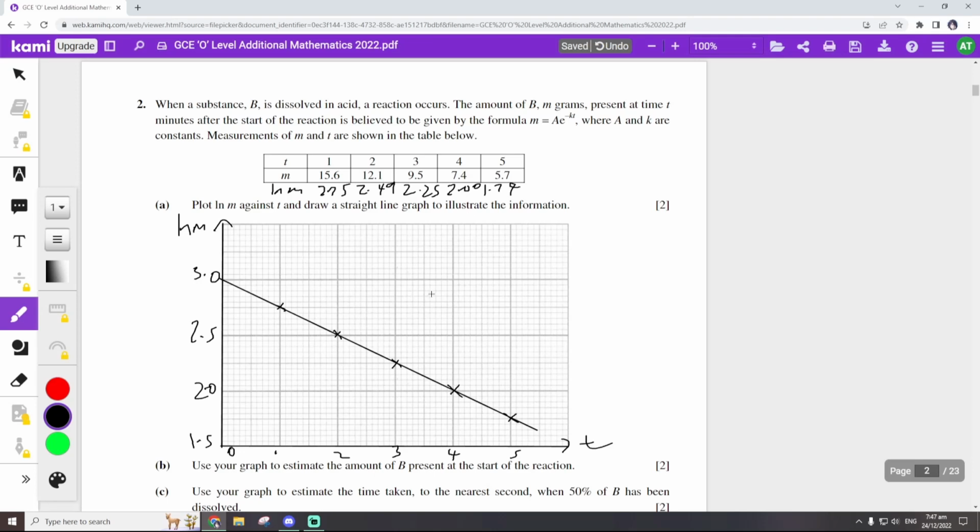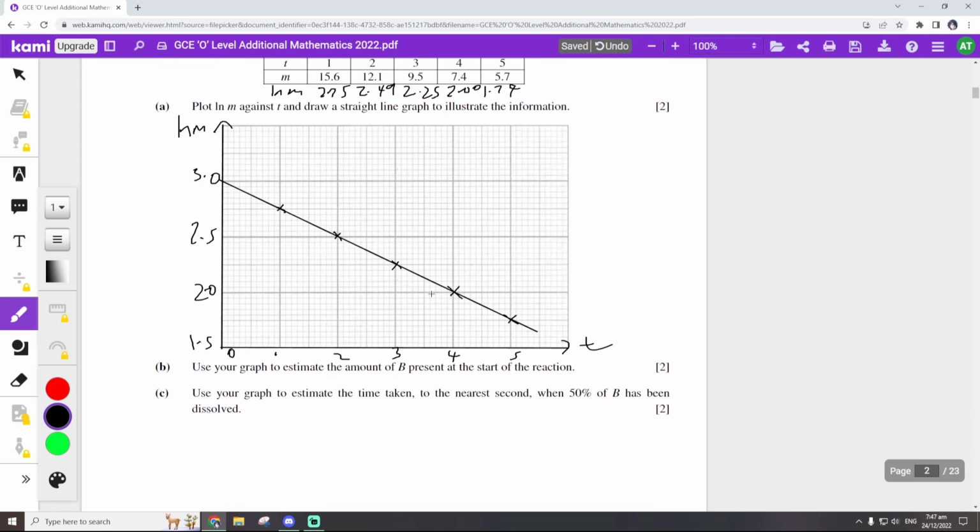Use your graph to estimate the amount of B present at the start of the reaction. So we have ln m is 3.0. Of course, you can just take e to the power of 3 and you will get m is 20.1, 3SF. Specifically 20.1 grams, I think.